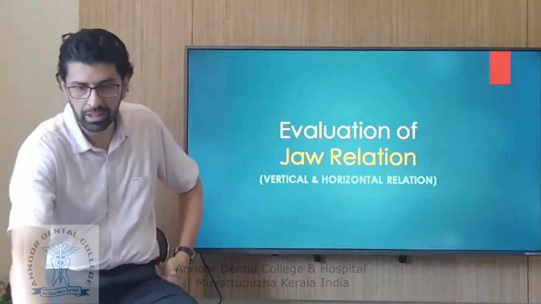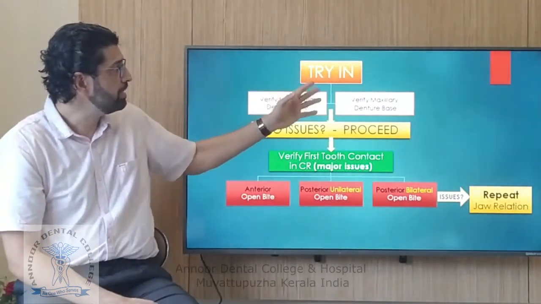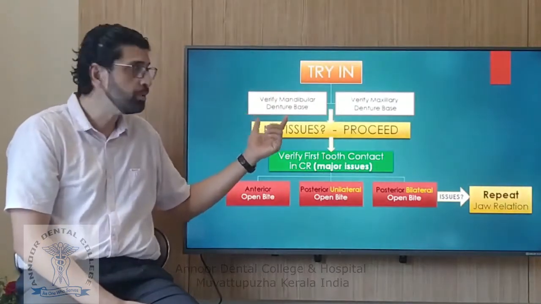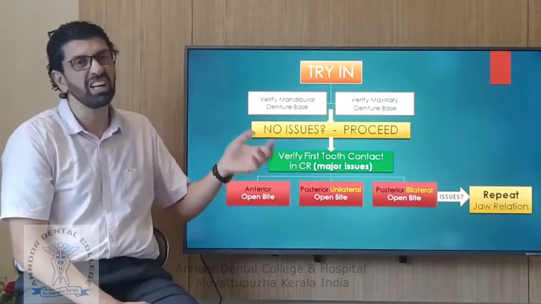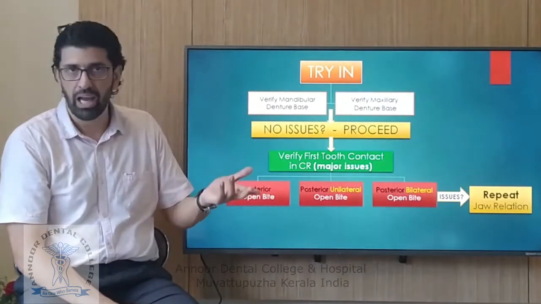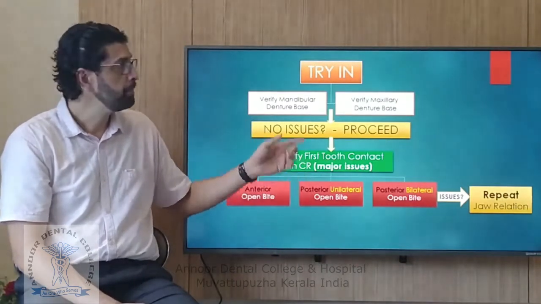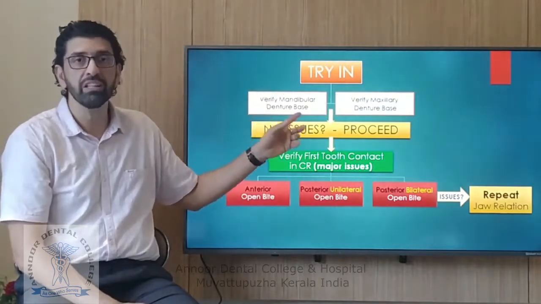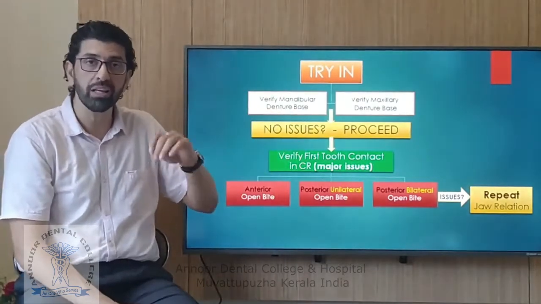So getting into the vertical relation, and just before that, let me just go through this flow chart. You have a trying stage, and you're going to verify the mandibular denture base and the maxillary denture base. If there are no issues, then you're going to proceed. If there are issues at that stage, better to remake the denture base and go. Very sadly, I would say this is not the place to do it. This should be checked at your jaw relation step, so that you don't have to make a costly correction now.